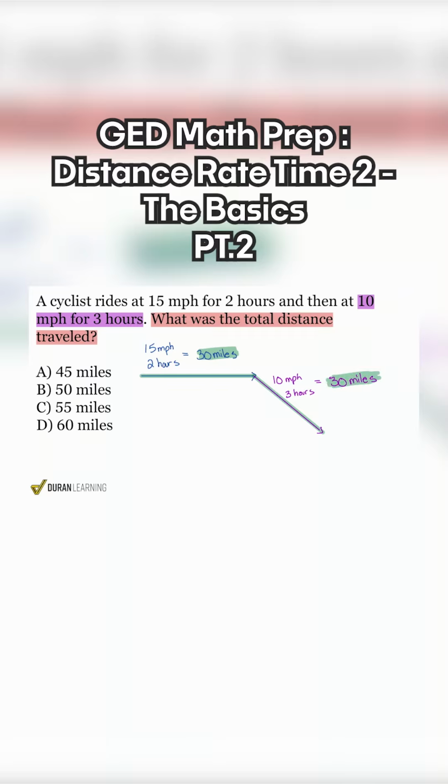And because we're looking for the total distance, we are going to add these two distances together. 30 miles plus 30 miles gives us 60 total miles.